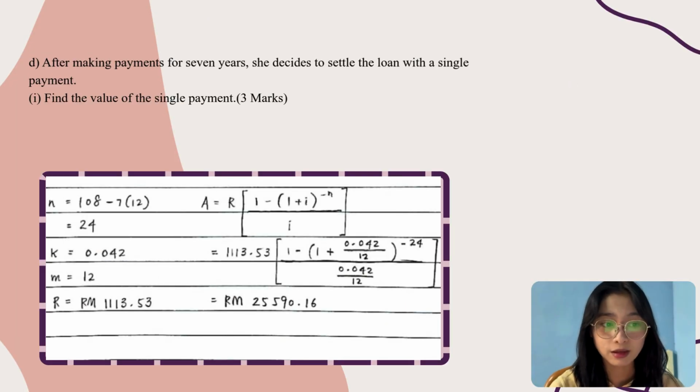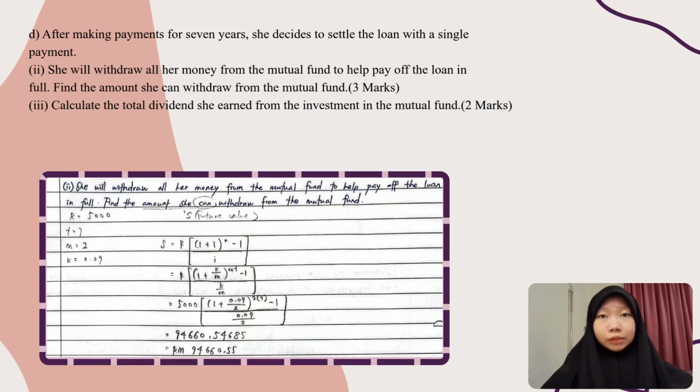For part B1, we used the annuity formula to find the total loan amount. First, we calculate the number of payments. 108 months minus 84 months gives 24 remaining payments. Next, the annual interest rate is 4.2%. Since payments are monthly, we divide it by 12. The monthly repayment is 1,113 ringgit and 53 cents. We substitute all values into the annuity formula, and after calculation, the outstanding loan amount is 25,590 ringgit and 16 cents.